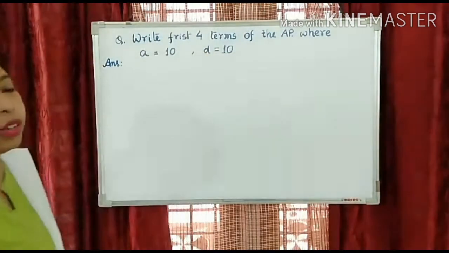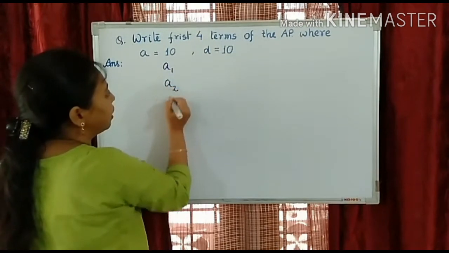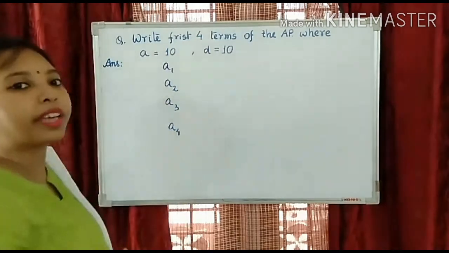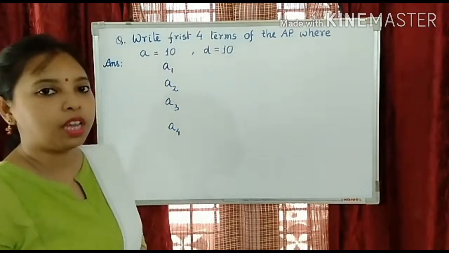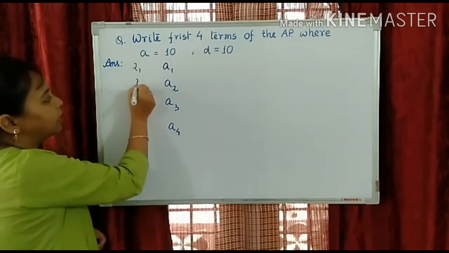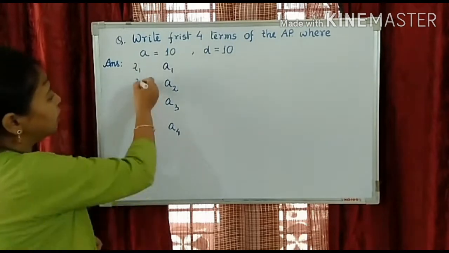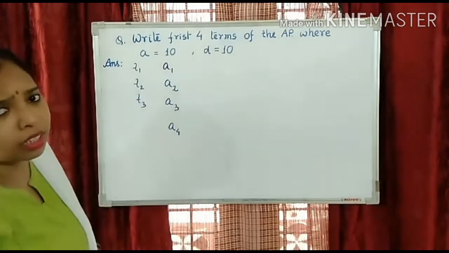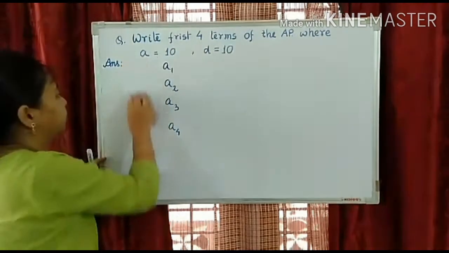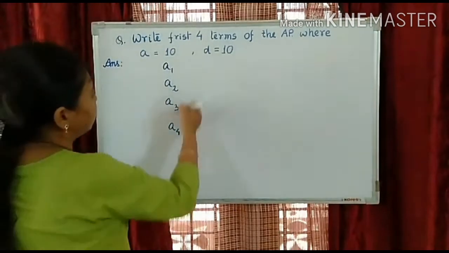Now how to write down the answer? Here first term a1, second term a2, third term a3 and fourth term a4. In this way we can denote. Some students can use T1, T2, T3, that is, T suffix 1, T suffix 2, T suffix 3. In this way you can also write it down, and that will also be correct. Now here I will use a1, a2 only.